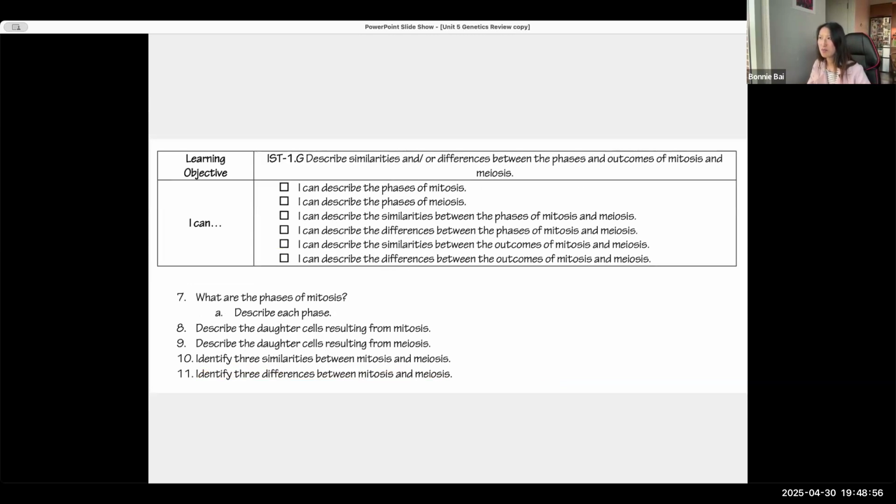Here's another page, mostly comparing the differences and similarities between mitosis and meiosis. You can talk about the number of daughter cells, whether they are identical or not identical, the genetic components of the daughter cell versus the parent cell, how many times the cell is dividing during mitosis or meiosis, whether or not crossing over or independent assortment takes place, and whether or not there is genetic diversity. So those are all differences that you can state.